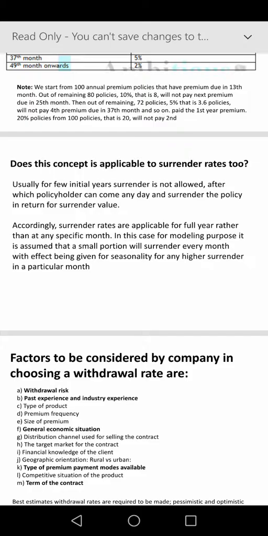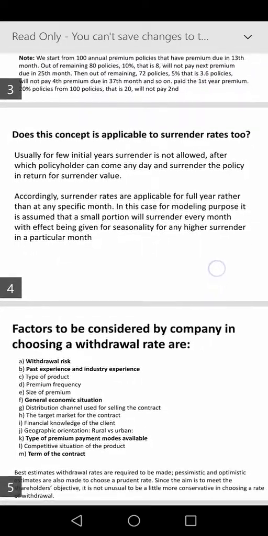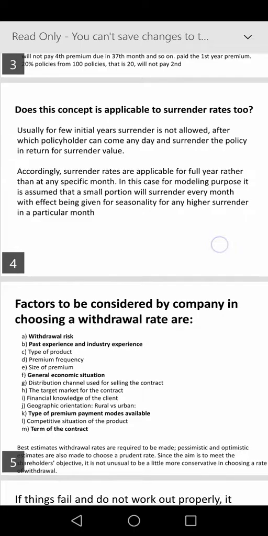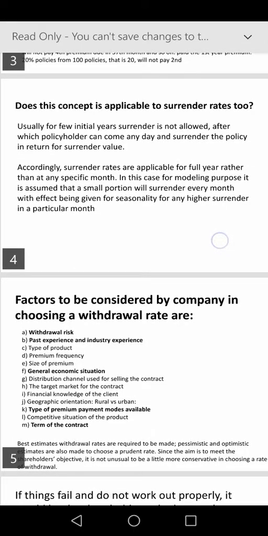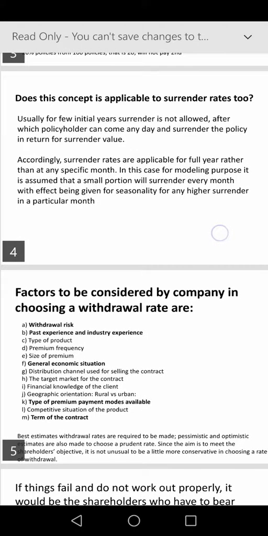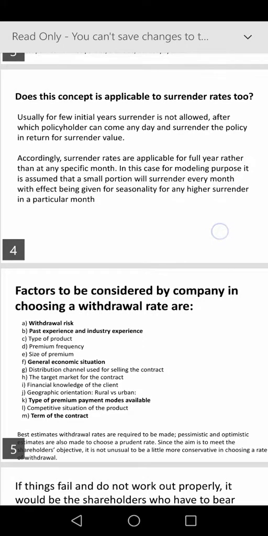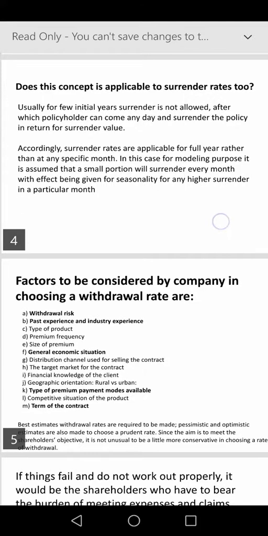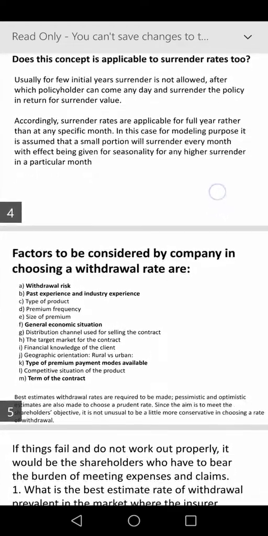Because insurance companies are always keeping this in mind, there is a chance that a certain fixed number of surrenders will happen every month. Accordingly, surrender rates are applicable for the full year. They have their projections for the full year. It will not be for one particular month, but for a yearly interval. So they have been forecasted and they are used for computation of the profitability of the insurance company.